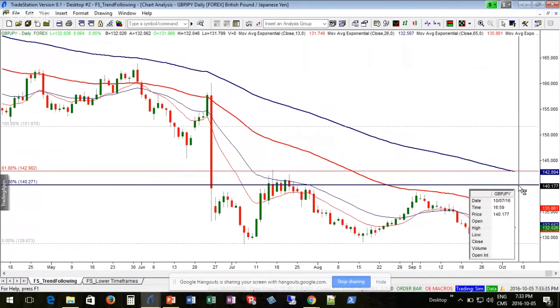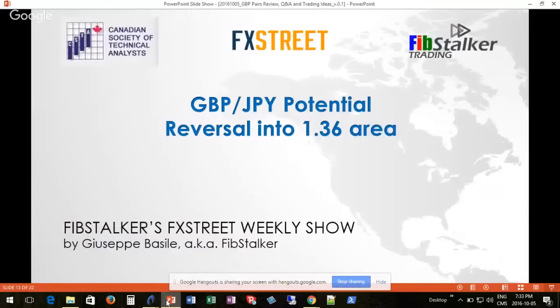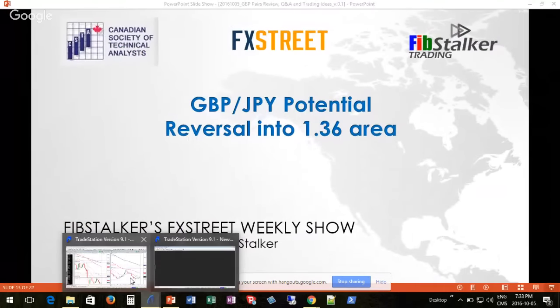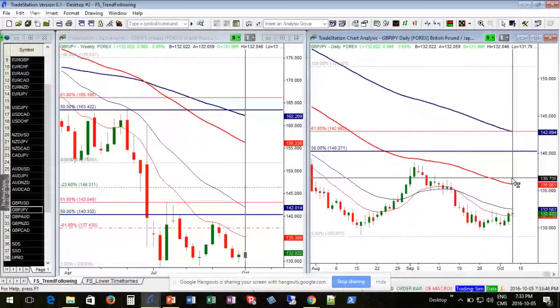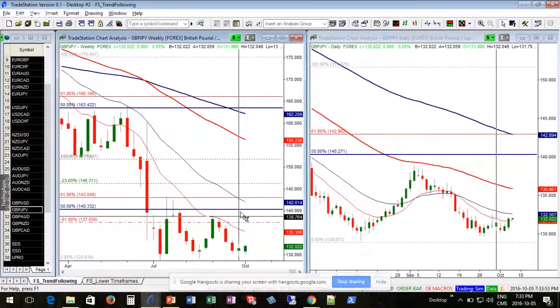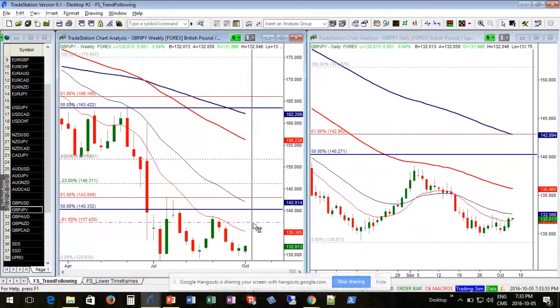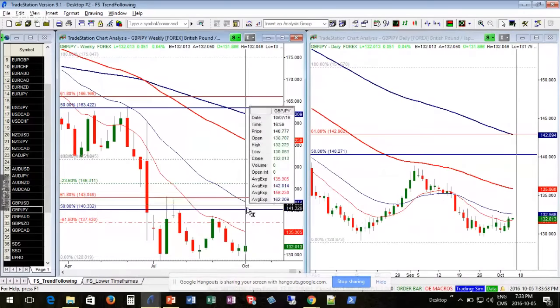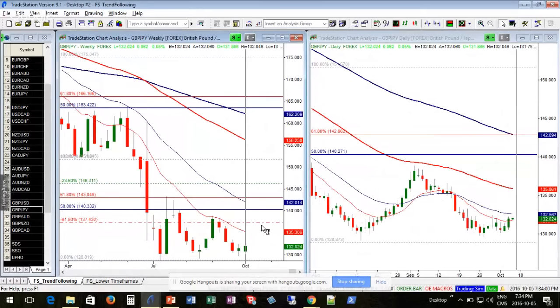And I'm telling you here the reason why. That's the reason why we look for a potential reversal in the 136 area, because in the 136 area we have the start of the weekly value short area here, and a little bit higher we have the start of the smart money area where smart money will come in to sell. All right, so this concludes the review for the pound versus the Japanese yen.